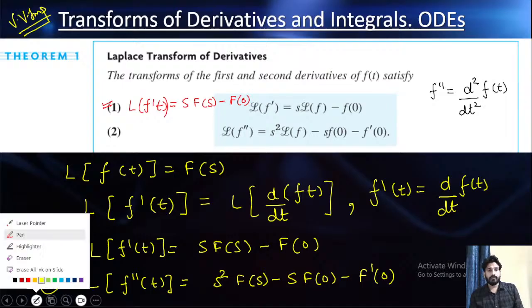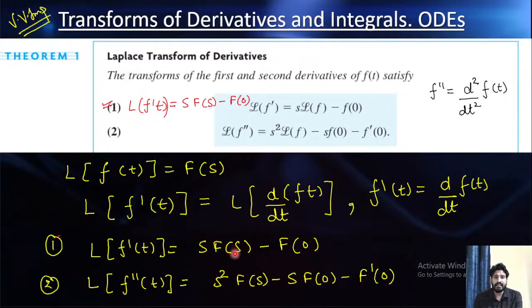So f of s, we know that it is simply the Laplace transform. Please pay attention here, there can be a little bit of confusion. I'm interested to find the Laplace of the first derivative of f of t. I'm not interested to find the Laplace of f of t; multiple times I calculated that. Now I'm interested in the Laplace of the first derivative of f of t. That formula is s into f of s minus f of 0.